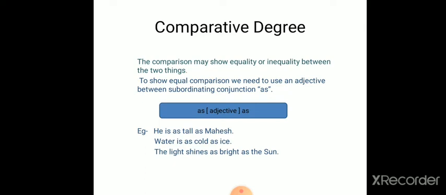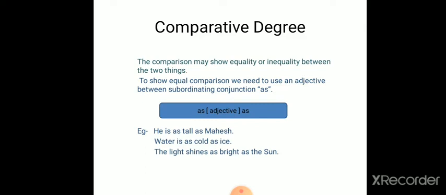To show equal comparison, we need to use an adjective between the subordinating conjunction as. Like in the second example, as I told, Ram is as good as Shyam. Here I have used the subordinating conjunction as to compare the equality between Ram and Shyam. So the structure is also given here: as, then the adjective, and after that we use as again. This is the structure for the comparison of two people or two things in an equal sense.